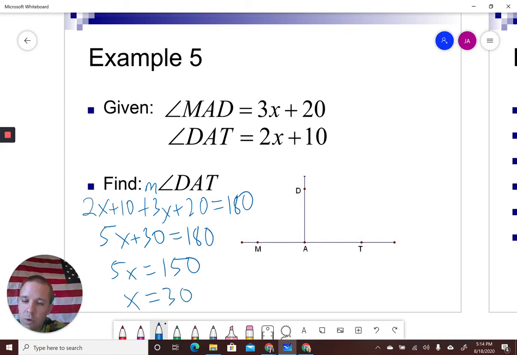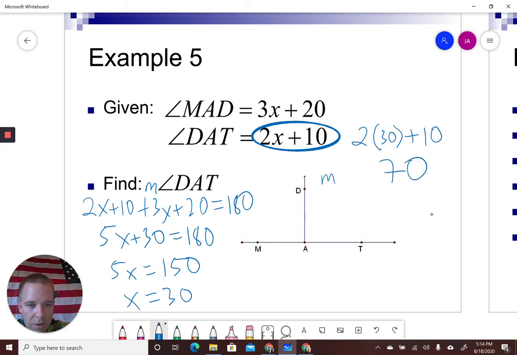30. Cool. Awesome. Fantastic. I'm not done. You're going to find that a lot in this class too. We don't always just solve for x. We do other things. We're going to plug back in now. I want to find the measure of angle DAT. So I'm going to take this guy right here. I'm going to have 2x, which is now 30, plus 10. That's 60 plus 10 is 70. My measure of angle DAT.